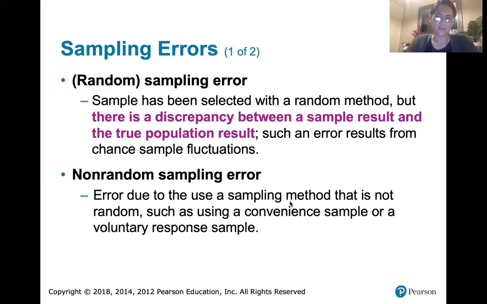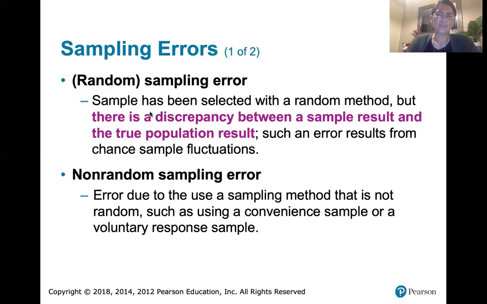There's something about those people who decide to participate in the voluntary response sample that makes them qualitatively different from those who choose not to. And a convenience sample is also non-representative because it's not randomly selected, and it's just sort of selected from whoever you can get nearby that will participate. So both of those are sampling errors.